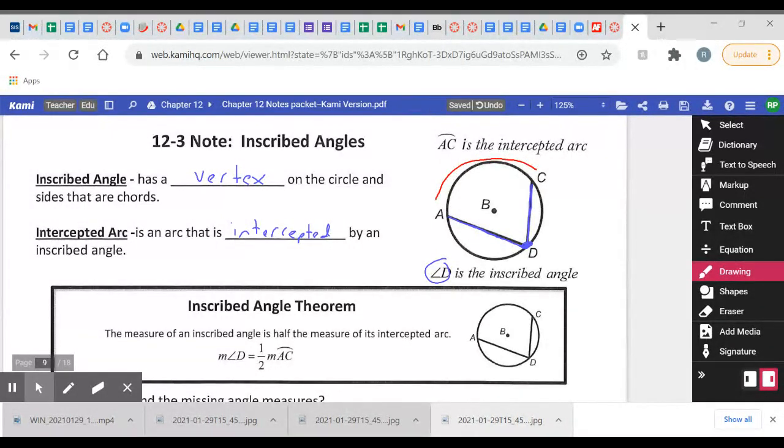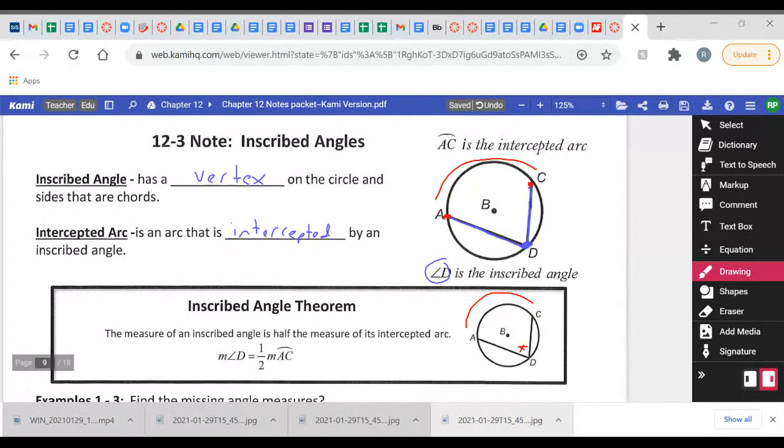It's basically the intercepted arc that meets up with that inscribed angle, because we can see this endpoint and this endpoint of the angle meets up with that particular arc. So the deal here with the inscribed angle is the measure of the inscribed angle is half the measure of the intercepted arc. You can see the little formula here that angle D is equal to 1/2 of arc AC. So again, if you can just remember that relationship, that if angle D is an inscribed angle, it's half of what the arc is. Or if you know the inscribed angle, you can double it to get the arc. Or if you know the arc, you'll half it to get the angle.